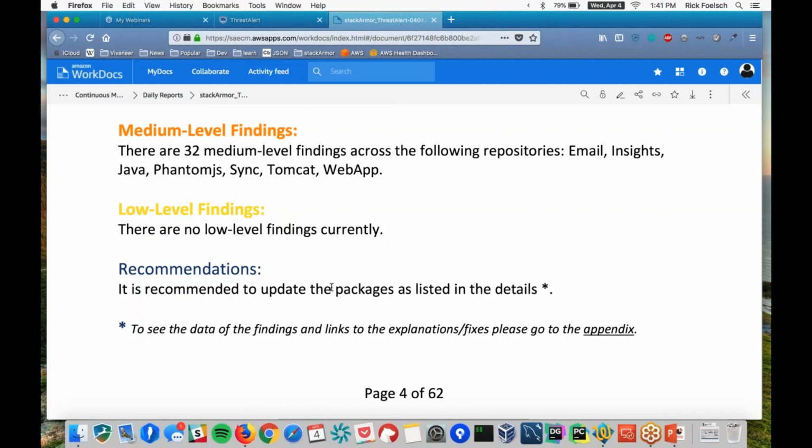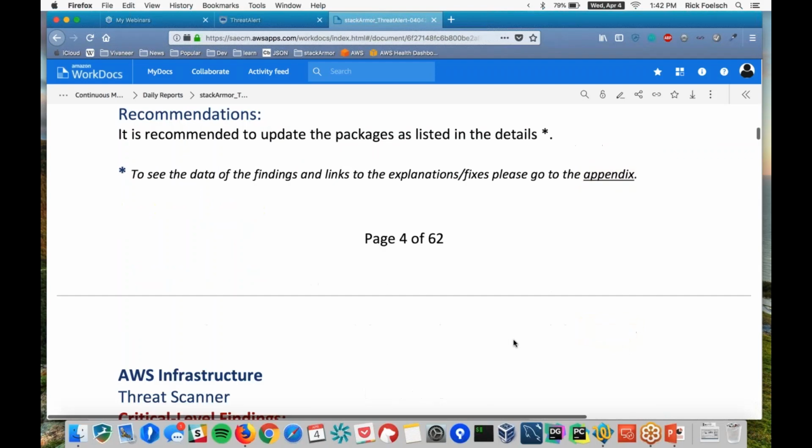But I've also seen cases where we found so many issues, we said, look, you're on this low version of Linux, you need to upgrade to the next version of Linux. And as you can see, we provide that data, so you can always go in and see the data that led to that analysis.